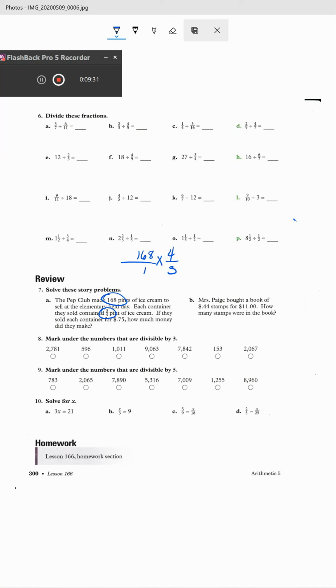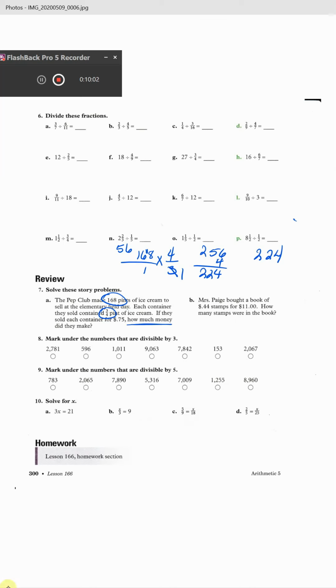Does 3 go into 168? Well, 1 plus 6 is 7. 7 plus 8 is 15. 15 goes into 3, so this should. 3 into 16 is 5 with 1 left over. 3 into 18 is 6. So now I have 56 times 4. 224. So they have 224 containers of ice cream.